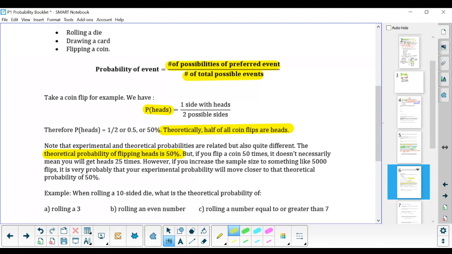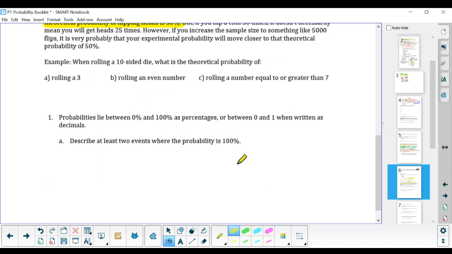Now, if we increase our sample size to something more like 5,000 flips, we'll see our experimental probability get a little bit closer to our theoretical probability of 50%. Now let's take a look at some examples here.